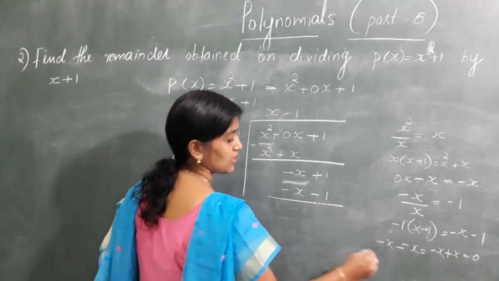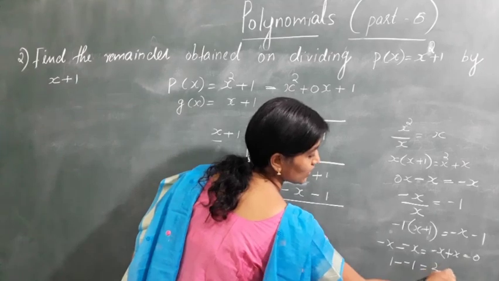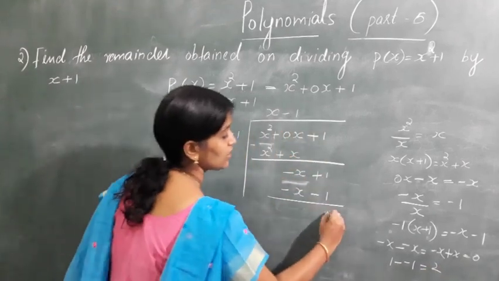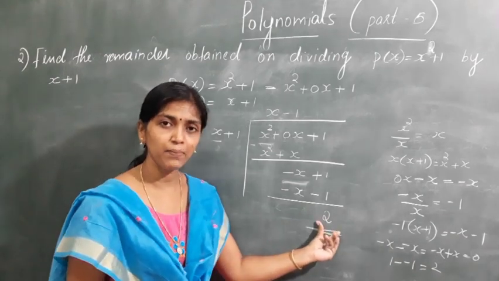That is 1 minus 1, 1 plus 1, isn't it? What is the answer? 2. So it comes here, 2. Okay, so we got 2 here as a remainder.